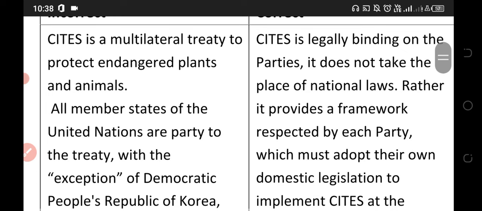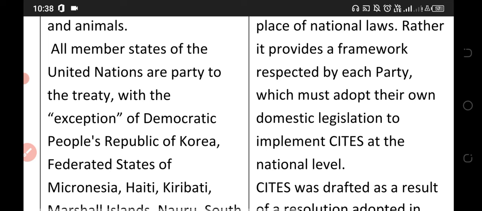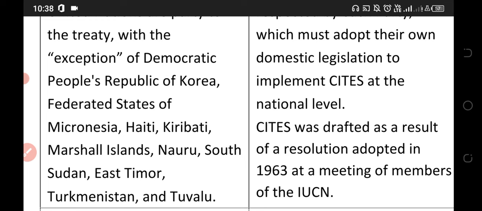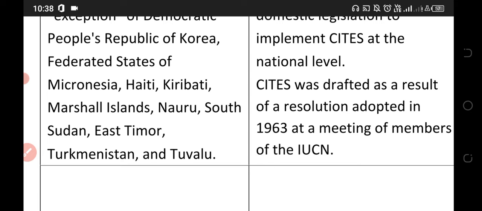CITES is a multilateral treaty to protect endangered plants and animals. All the member states of the United Nations are party to the treaty with the exception of DRC, Federated States of Micronesia, Haiti, Kiribati, Marshall Islands, Nauru, South Sudan, East Timor, Turkmenistan, and Tuvalu, which are not members of CITES.